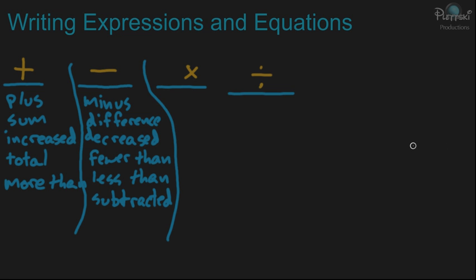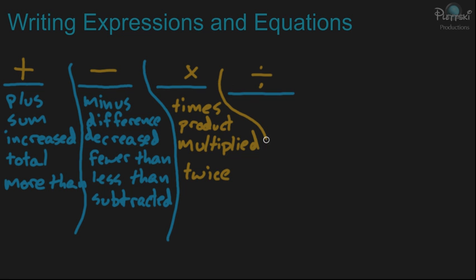Okay, multiplication and division. Let's take a look at some of those phrases. Multiplication could be times. If you see 3 times 5, that could be multiplication. The product of, product would be multiplication. If you use the word multiplied, that could indicate multiplication. You could have twice. So if you're multiplying by 2, you could say twice. I have twice the amount. So those are some words for multiplication.